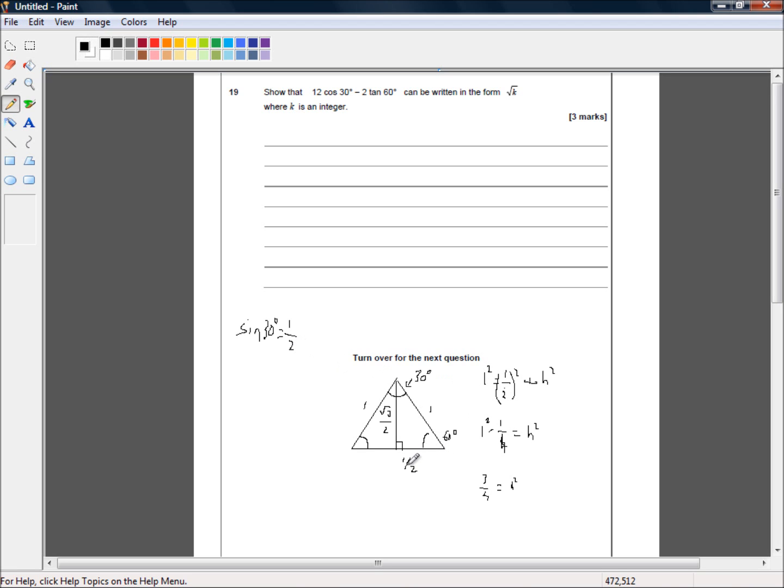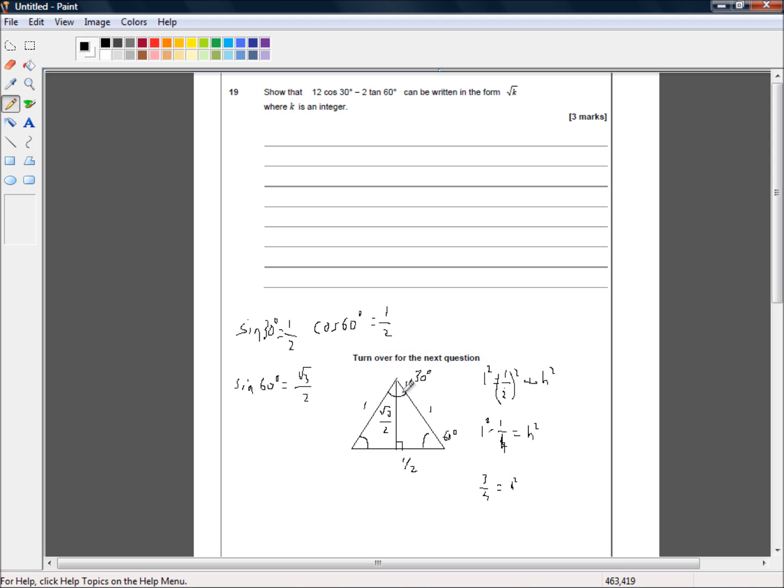But we also know that adjacent over hypotenuse is the cosine of the angle. So a half divided by 1 is the cosine of 60 degrees. So we can also say cos 60 degrees is a half. But that's not all we can say. Again, opposite over hypotenuse is sine theta. So the sine of 60 degrees is root 3 over 2 divided by 1, which is root 3 over 2. So sine 60 degrees is equal to root 3 over 2.